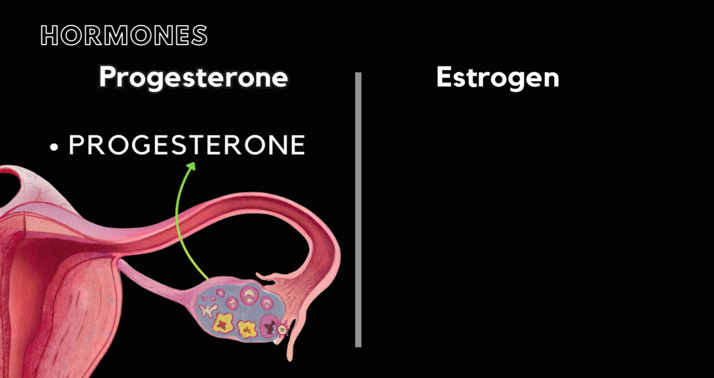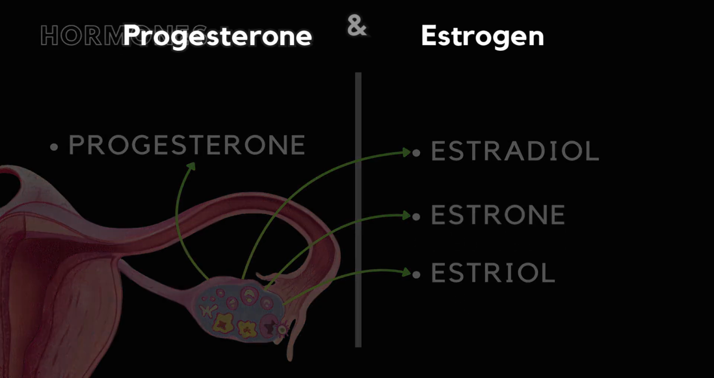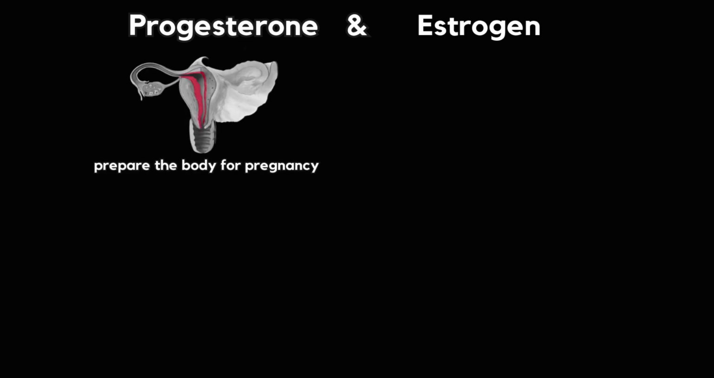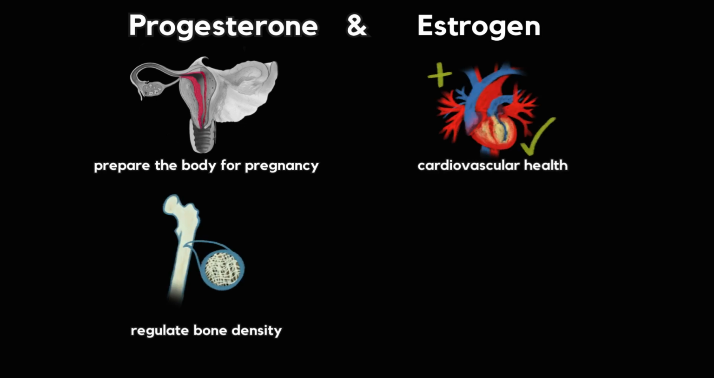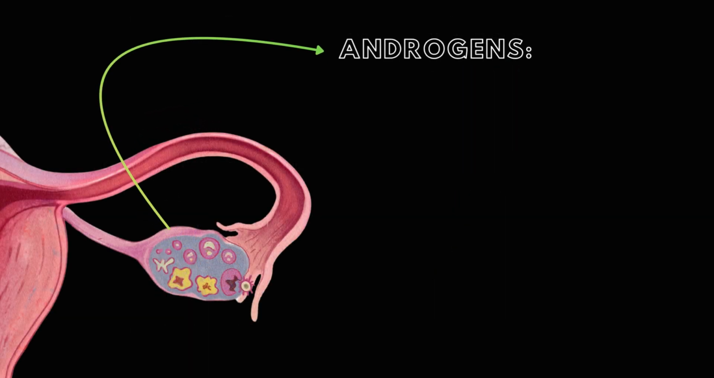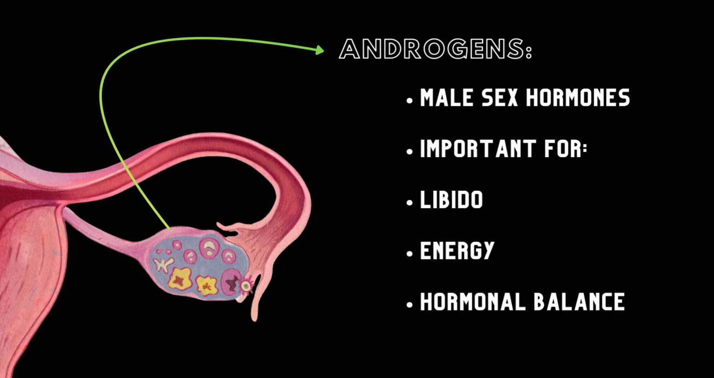While progesterone is a single hormone, estrogen refers to a group of hormones, including estradiol, estrone, and estriol, which each have unique roles. Together, estrogen and progesterone not only prepare the body for a potential pregnancy, but also support other vital functions like bone density, cardiovascular health, and mood regulation. The ovaries also produce small amounts of androgens, which are hormones commonly associated with male traits. Androgens are important for libido, energy, and overall hormonal balance.